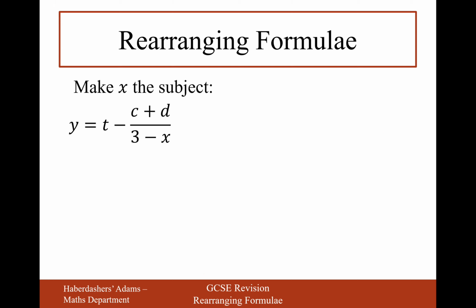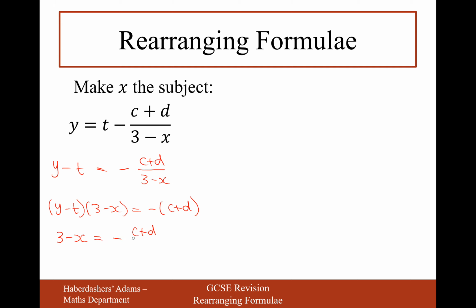Pause the video and give this one a go. First of all, I think what I'll do is subtract the t onto the other side, and then it's going to be minus (c plus d) over (3 minus x). Then I'll multiply by this bracket onto the other side, so it's going to be (y minus t)(3 minus x) equals minus (c plus d). Then I'll divide by this bracket at the start. 3 minus x equals minus (c plus d) over (y minus t).